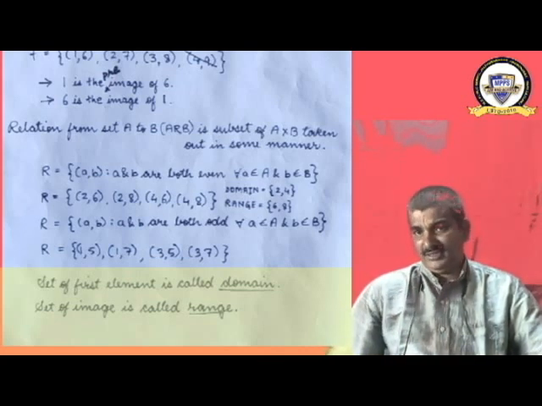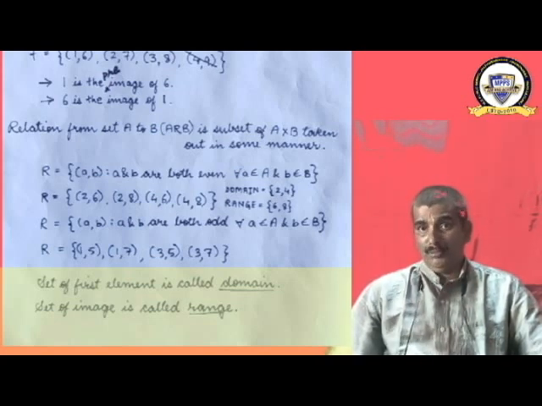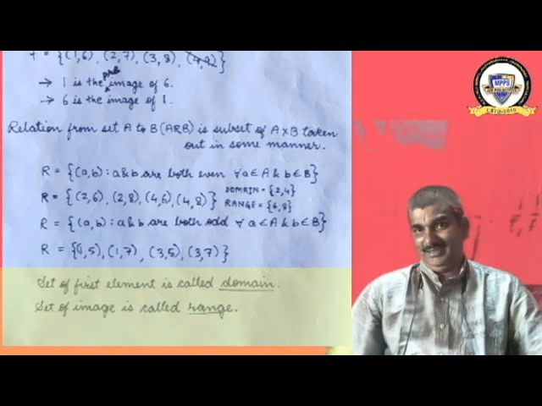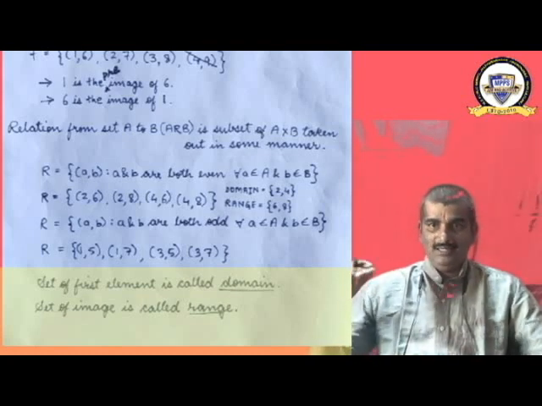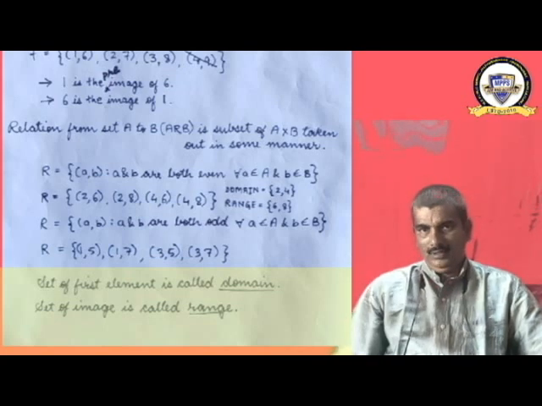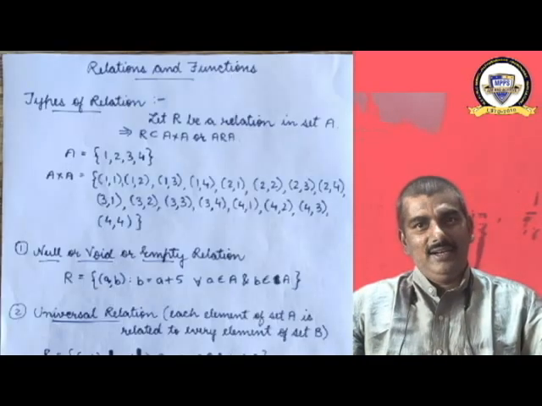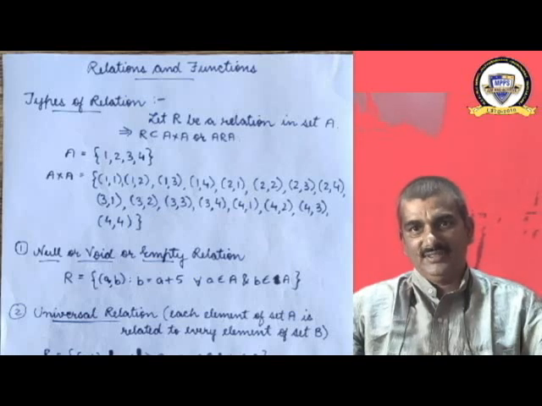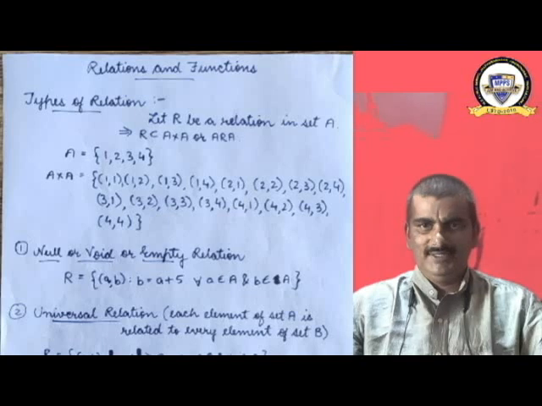So domain and range are both sets, but pre-image and image are individual elements. 6 is the image of 1, and in the case of a function, 1 is the pre-image of 6. Both differences you should understand from these notes. So pause the video and note it down in your copy. Start. So students, you are very clear about relations and functions. Still, if you are confused anywhere, contact me, don't hesitate.